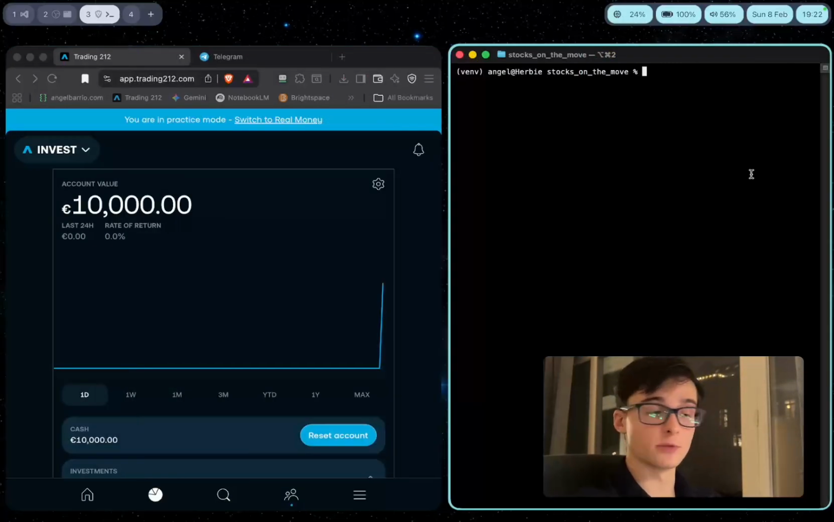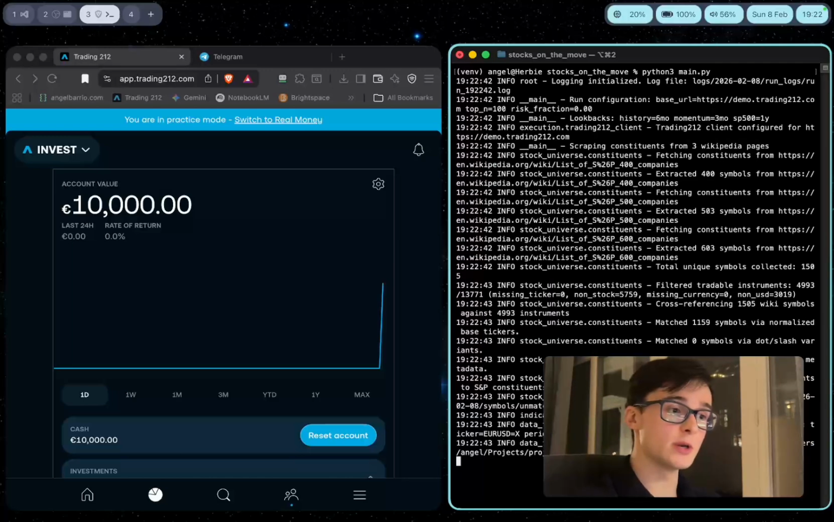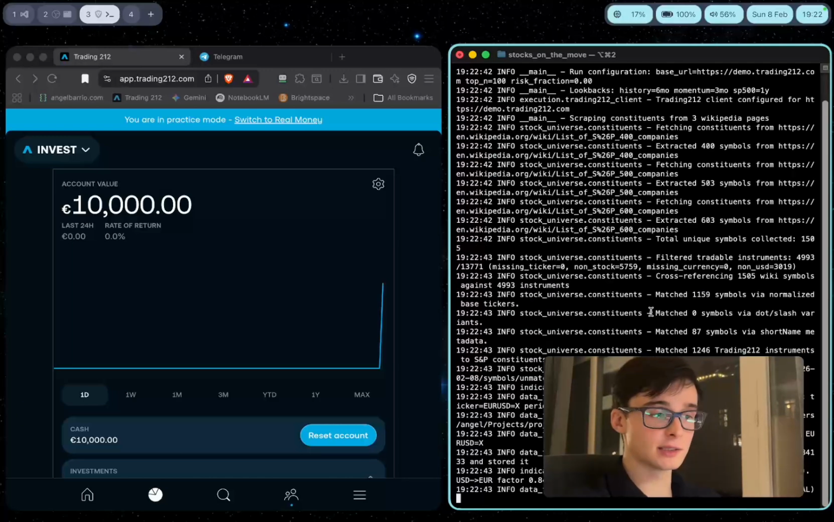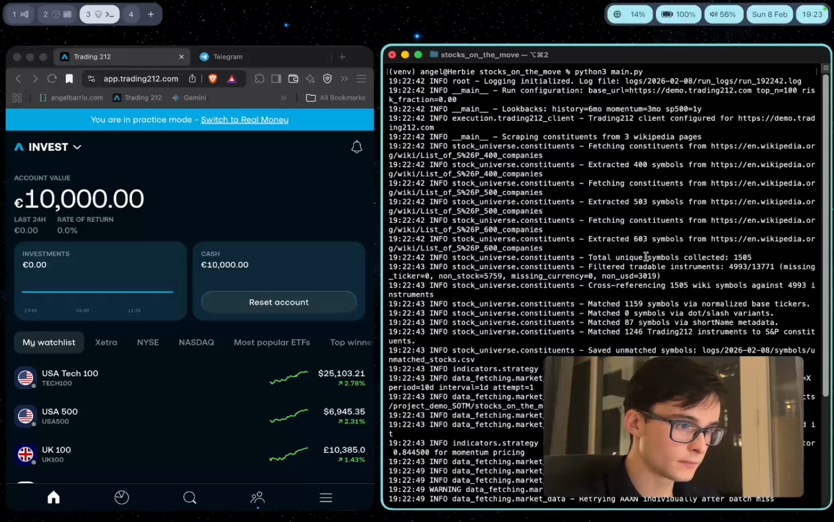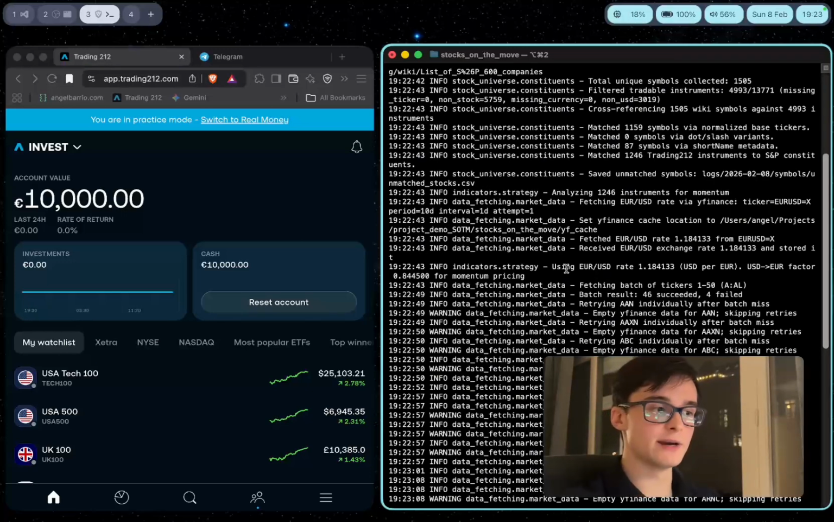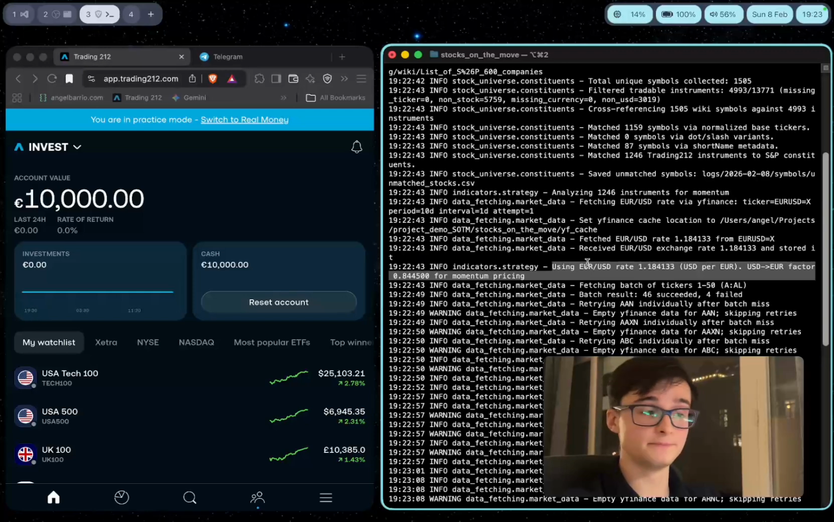We can run our script with python3 main.py, and we'll see some initial logs showing us how we scraped the tickers from Wikipedia and requested the tradable instruments from Trading212. Now we can see here the matching that I was talking about, where we matched 1,159 of our wiki tickers via the base ticker names from Trading212, and now we matched 87 of them from the short name metadata. We also fetched the exchange rate, since my Trading212 account is in Euro, but the YFinance data only allows USD.